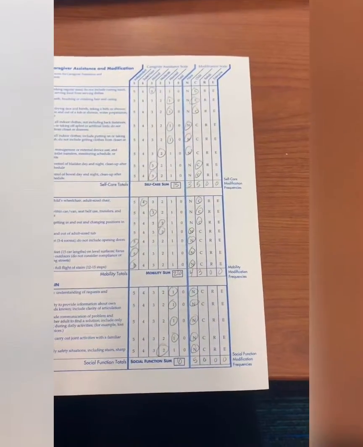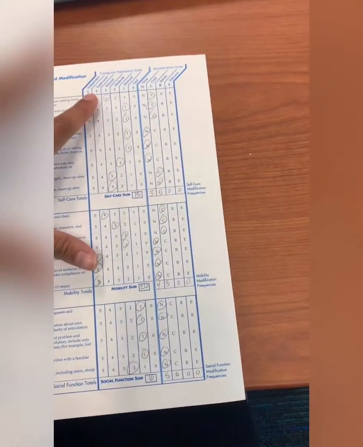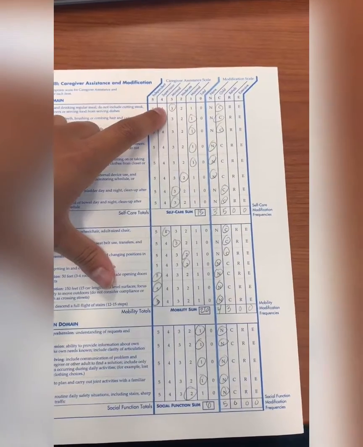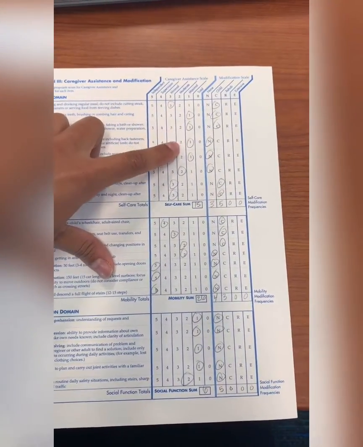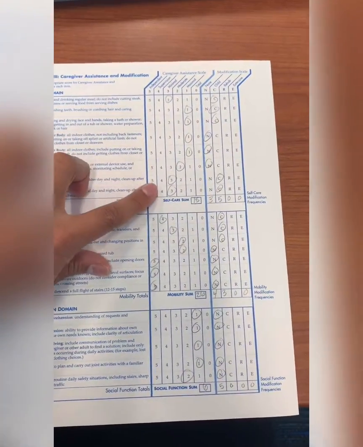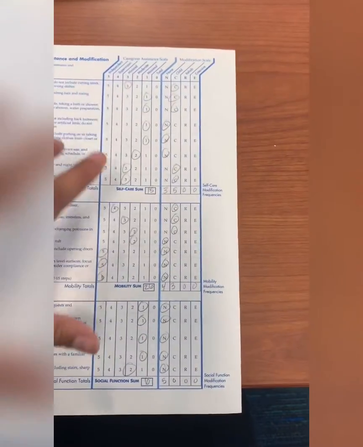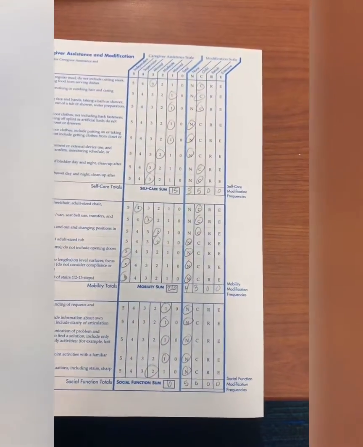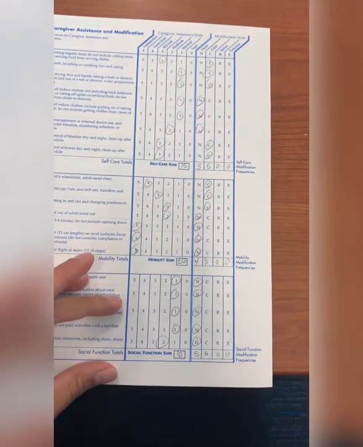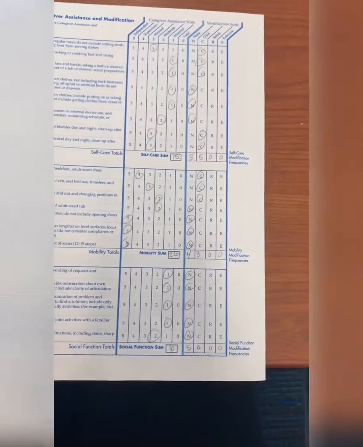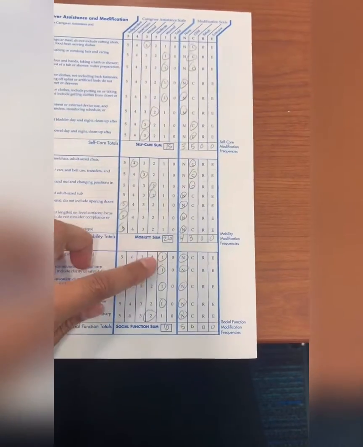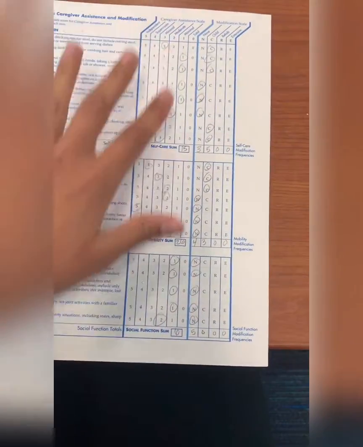In order to fill out this section, you're going to go through and count the numbers. So 3, 1, 1, 1, 1, 2, 3, 3 equals 15, a total of 15. You're going to do the same thing for this section and this section as well. As you can see, I got a total of 15, 26, and 6 for these numbers.